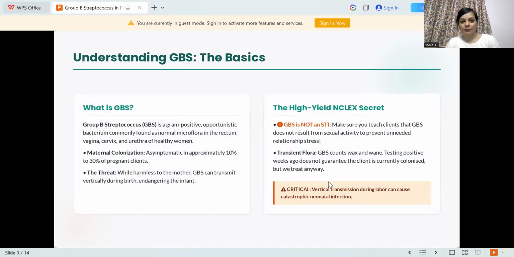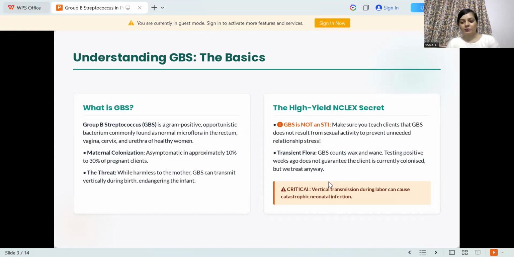First of all, we discuss what is the GBS. Can anybody tell me regarding the GBS if you know? Okay, the group B streptococcus is a gram positive bacteria and an opportunistic bacterium, commonly found in our normal microflora, most commonly present on our hand, our skin, and present in our rectum, vagina, cervix, or urethra as well.